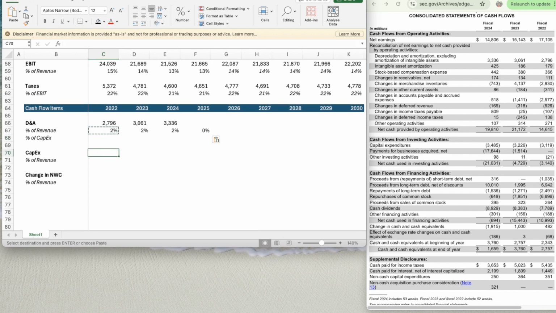Now CapEx. 33119. That's what it starts with. So they are spending more than they are depreciating. 3226. 3485 as a percentage of revenue.